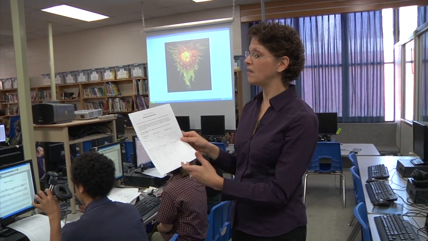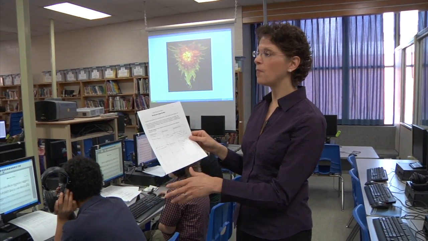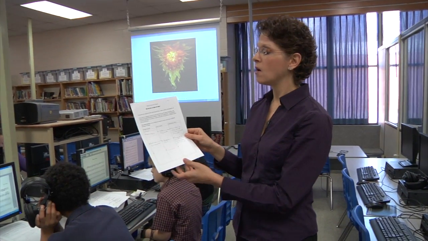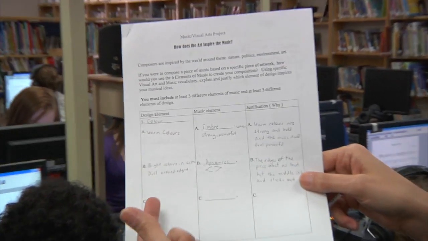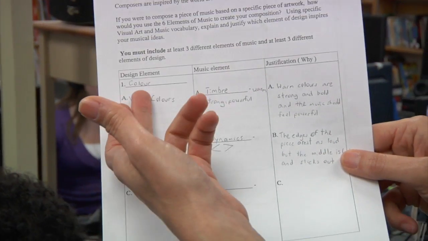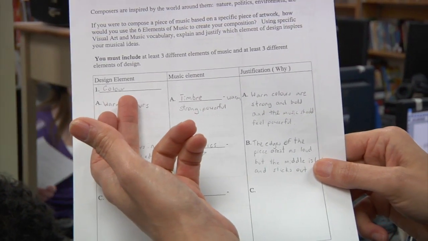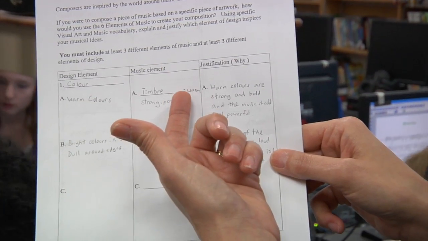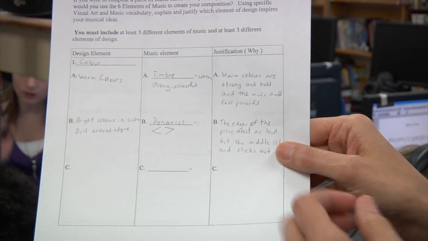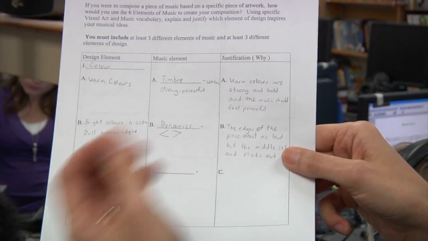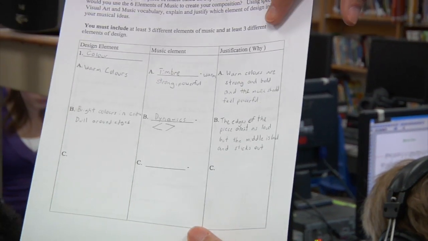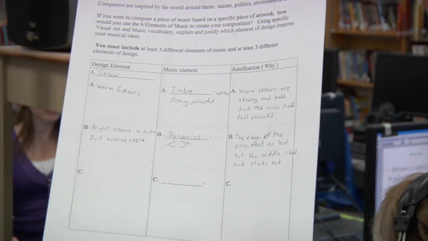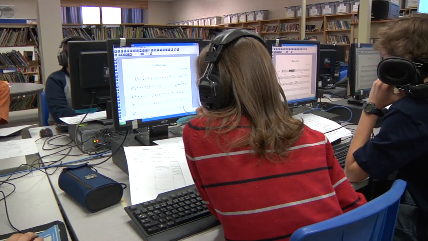The students have been given a planning sheet to help them through this whole process, where they have a chance to talk about each of the various design elements. The first one here that this student talked about was the design element of color. He has an opportunity to tell me about three different things that have to do with color. Then they choose various music elements that they want to connect to that. And over here, the justification to tell me why they chose those.